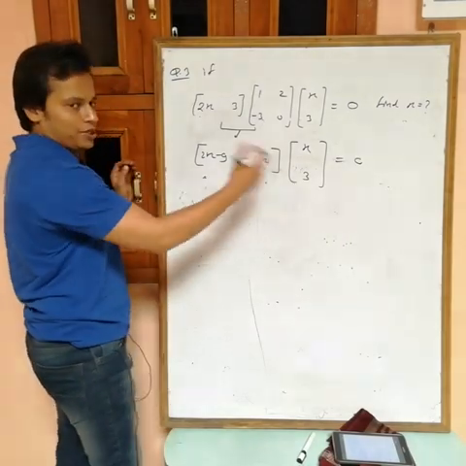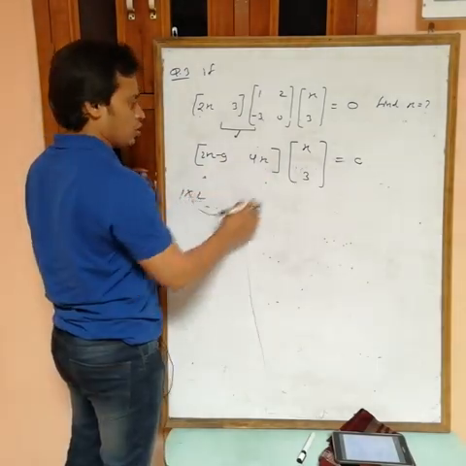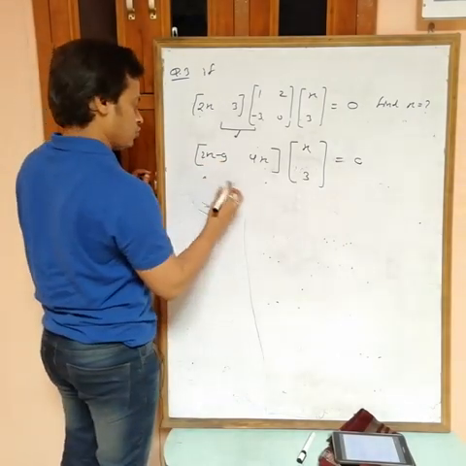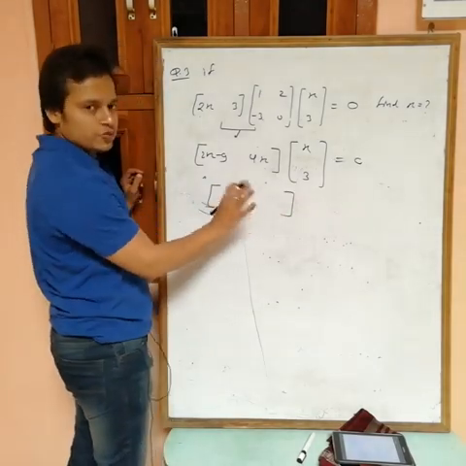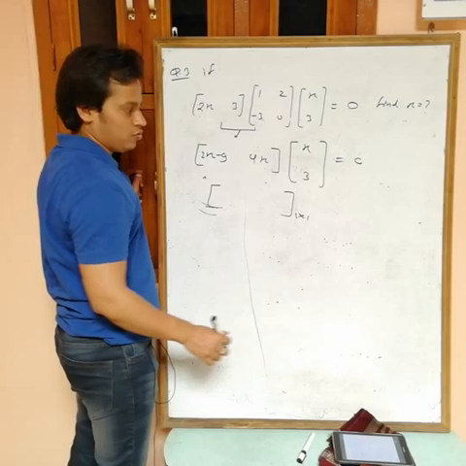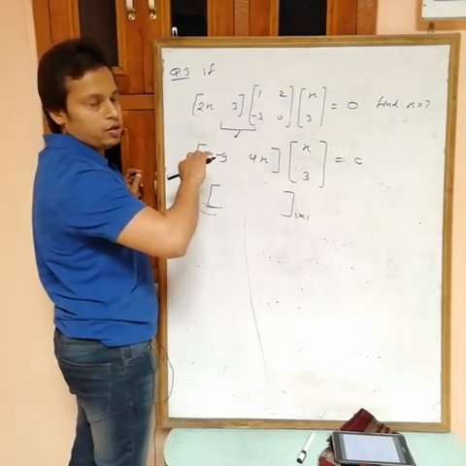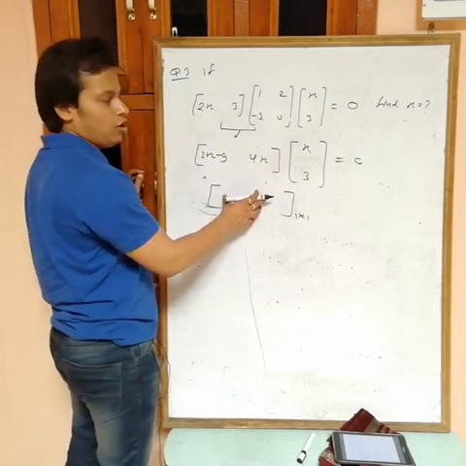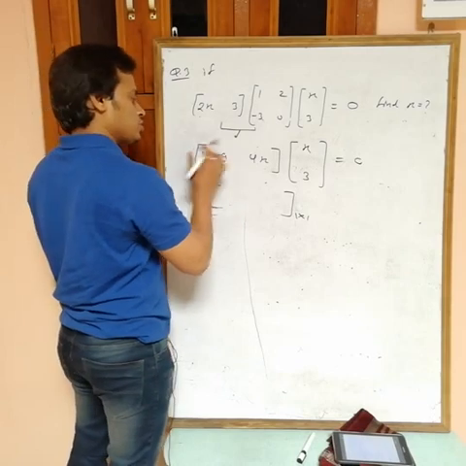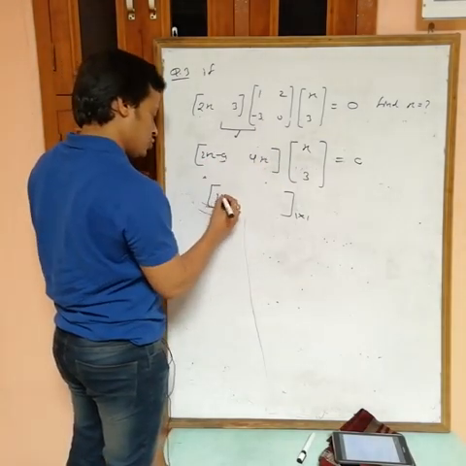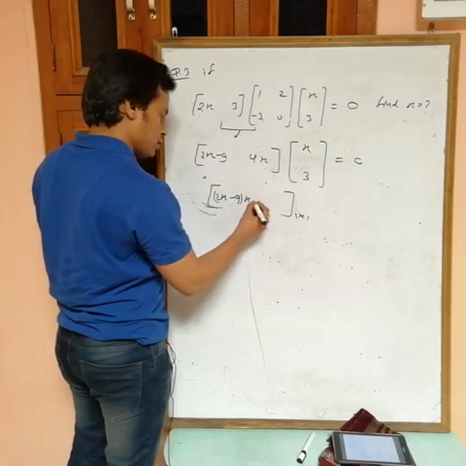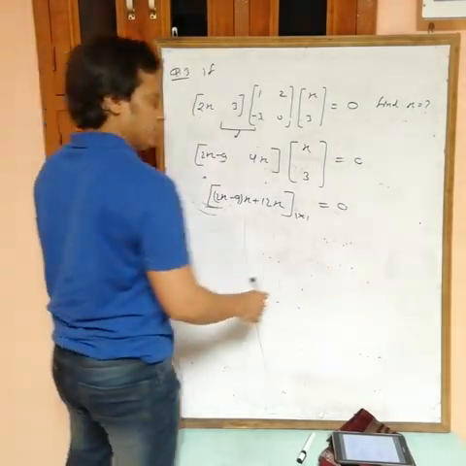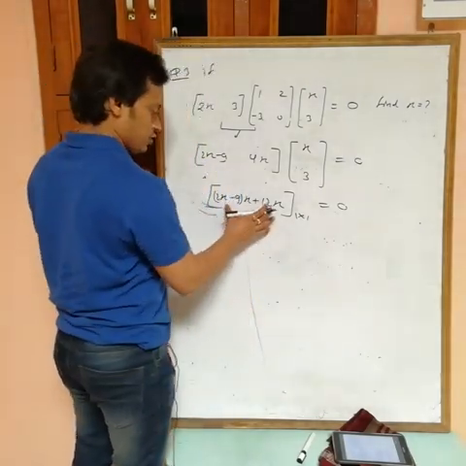Now multiply these two. The order of this one is 1:2, the order of this one is 2:1. So the order is 1:1, it means only one element. The order of the product matrix is the number of rows in the first and the number of columns in the second. So P11, how to get P11? First row first column, corresponding elements, (2x minus 9) into x plus 12x equals to 0.